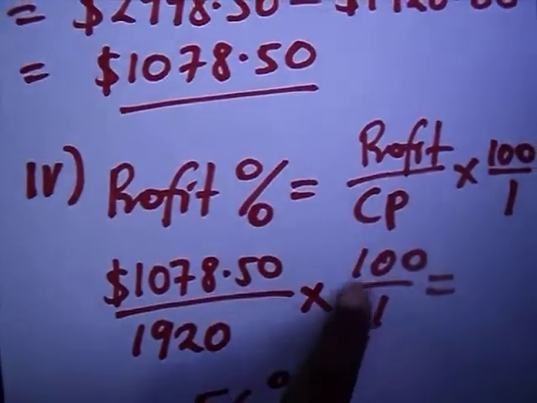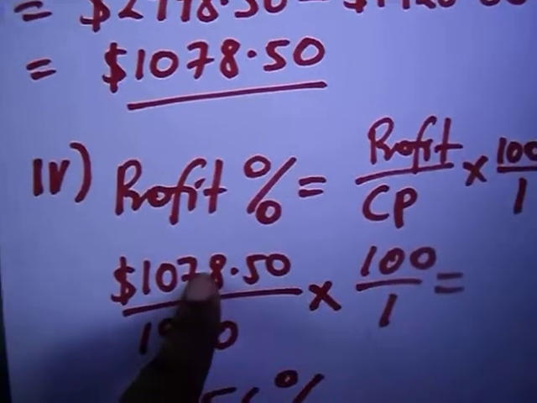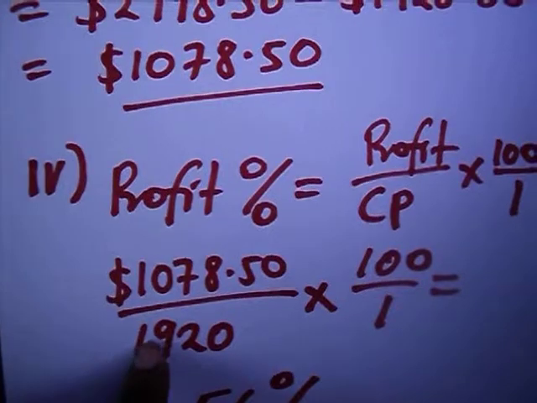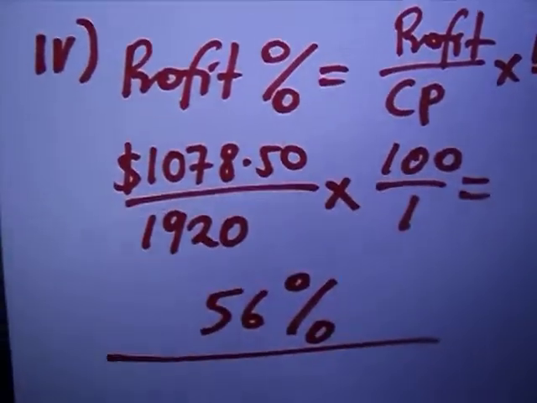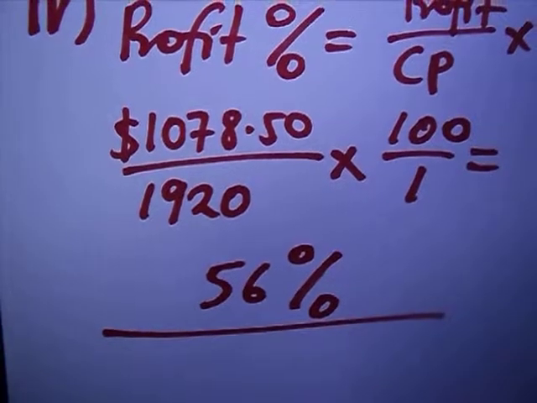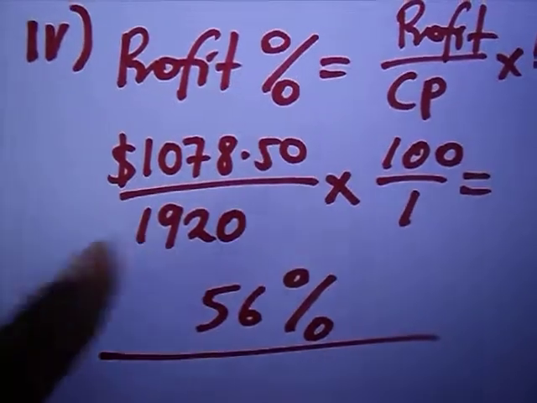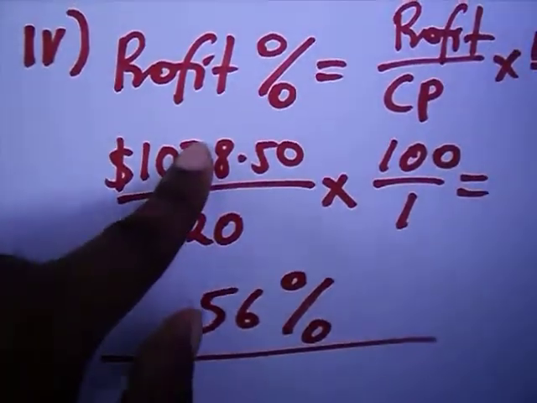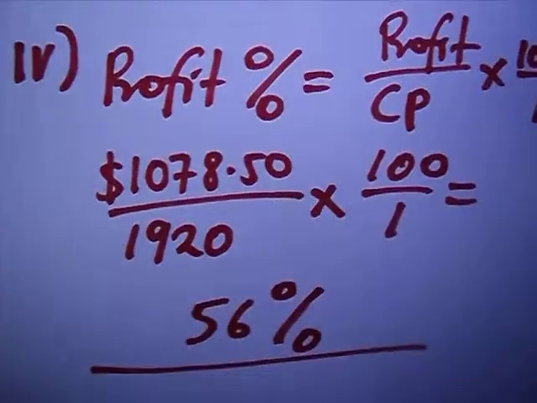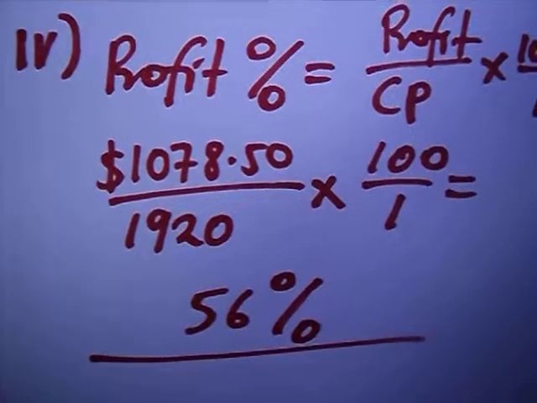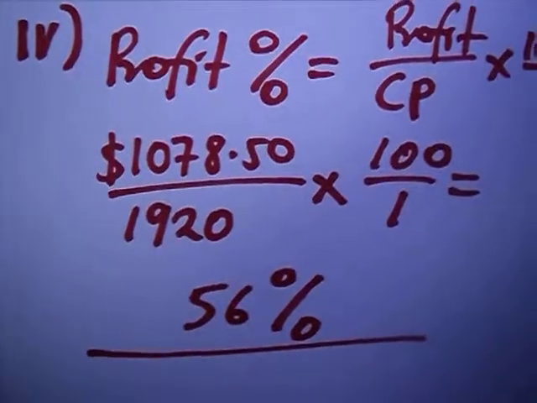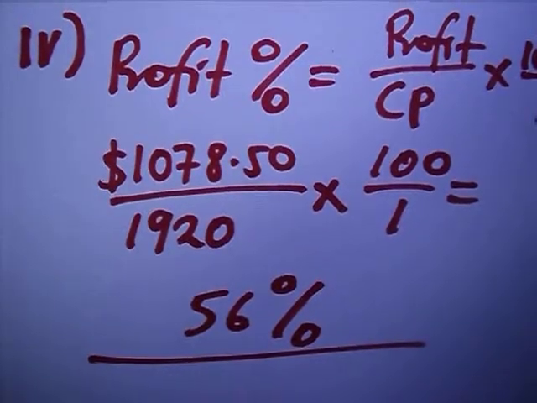Use your calculator. You can multiply 100 by that and then divide 1,920 into your answer, and you should get 56%. Or you can divide that into this, and multiply the answer you get by 100, and you should get 56%. That is your answer. Thank you.